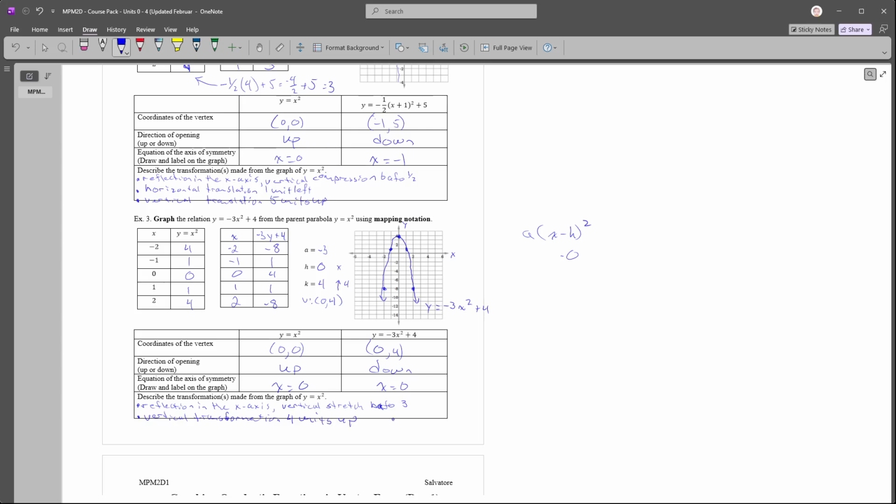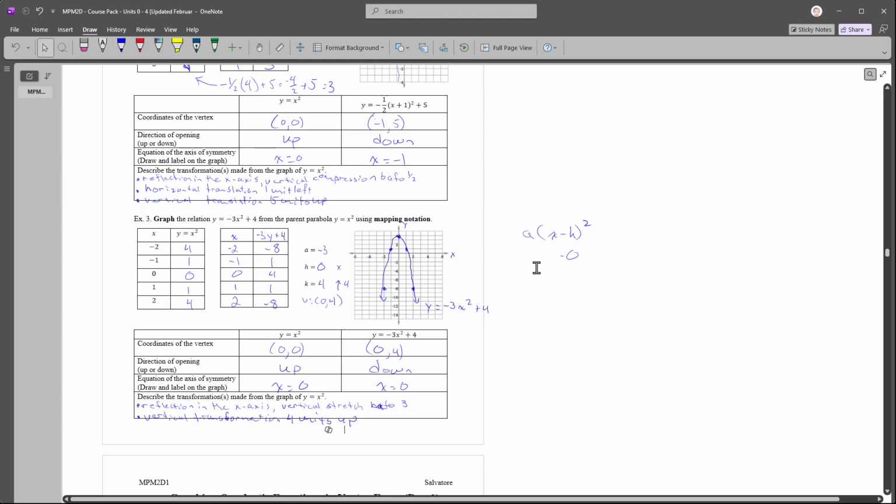And that's it. So this is the mapping notation that we were talking about. And in the next lesson, we're going to get into another strategy, which maybe that one will help you get to the graphing piece a little bit easier. Everybody's a little bit different. But we need to know both strategies going forward. That's it for now.